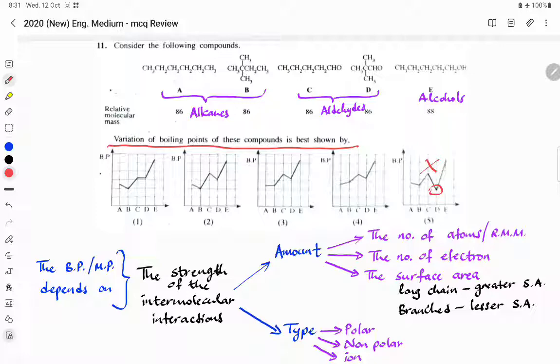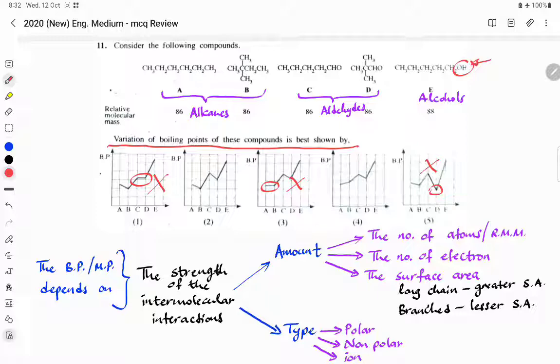And none of these are similar to each other, therefore they shouldn't have similar boiling points. Therefore this answer is out, because in this graph they say C and D have the same boiling point, and in the third graph they say A and B have the same boiling point. So these answers are also out. So the answer is either the second one or the fourth one. We can see that E has the highest boiling point. We can easily understand that because it has a higher relative molecular mass and it has an OH group. Its intermolecular interaction will be hydrogen bonds. None of the other compounds form hydrogen bonds with themselves. Therefore, E has the highest boiling point because its interaction is the strongest.